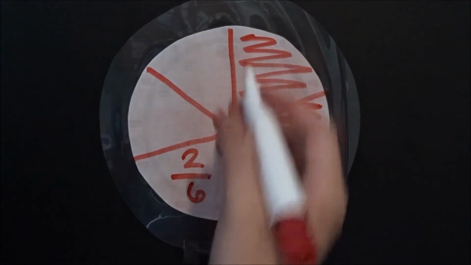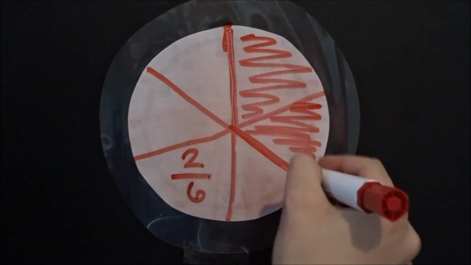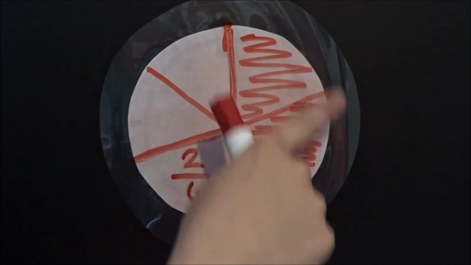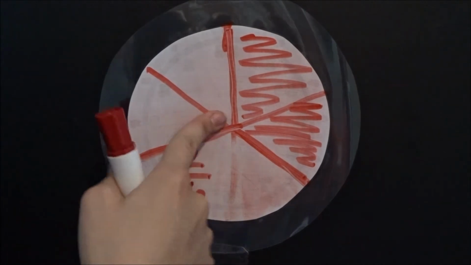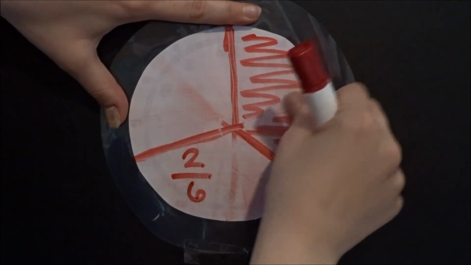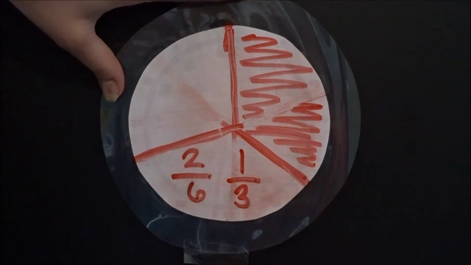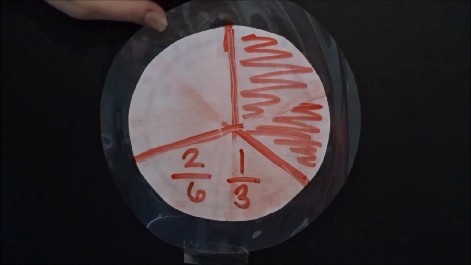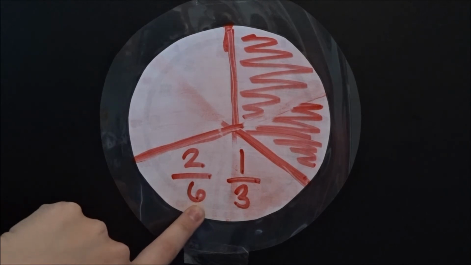Well, if we redrew our lines, we could break our pie into 3 pieces instead. Because you had 1 whole third, there's another third, and there's another third. Just like that. So then it would become 1/3 because you ate 1 piece of the total 3. And that is an equivalent fraction of the 2 over 6.